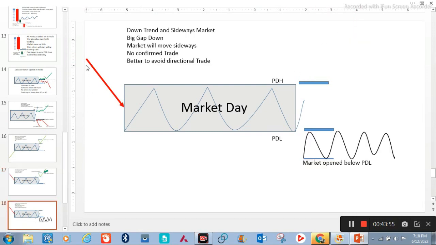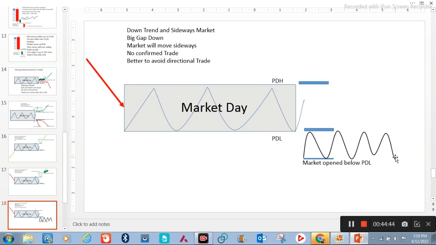Suppose the previous to previous day it is a downtrend. Today is a sideways market. The market has opened below the previous day low. Better to avoid directional trade. The previous to previous day trend is a downtrend, the market moves in a sideways market, and the next day the market has opened below the previous day low. We see that the market will move in the sideways direction.